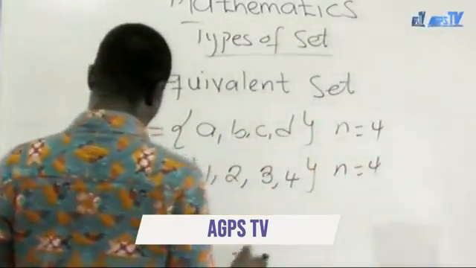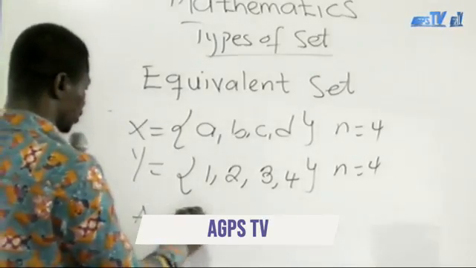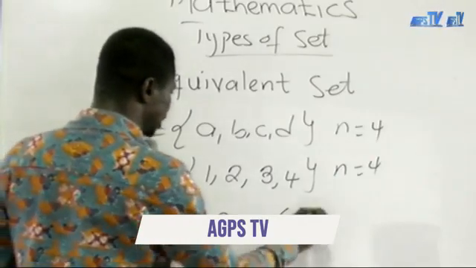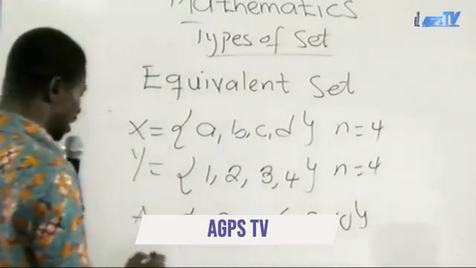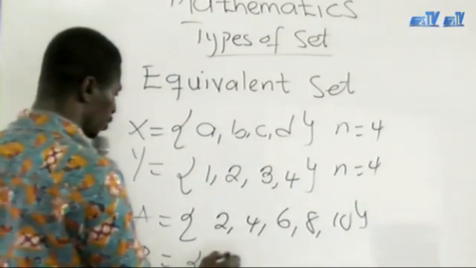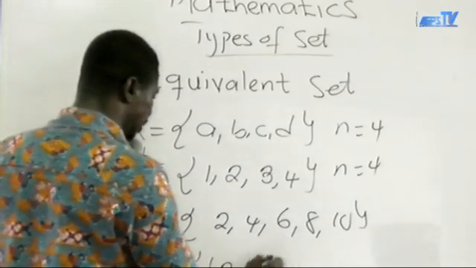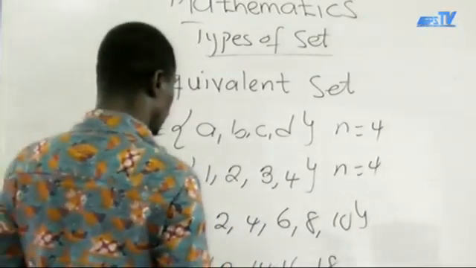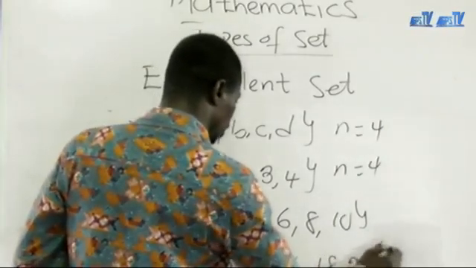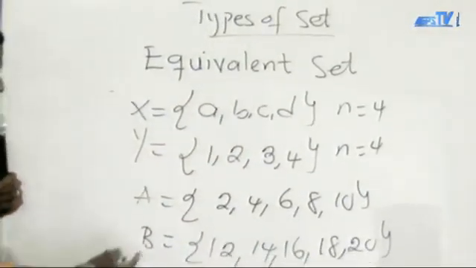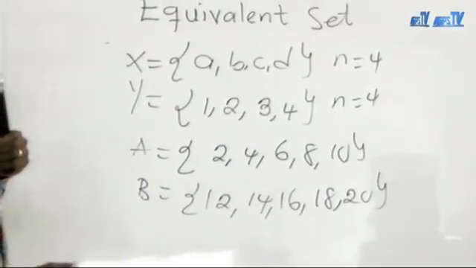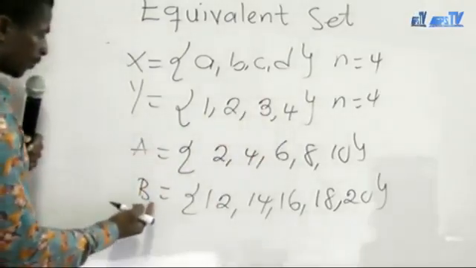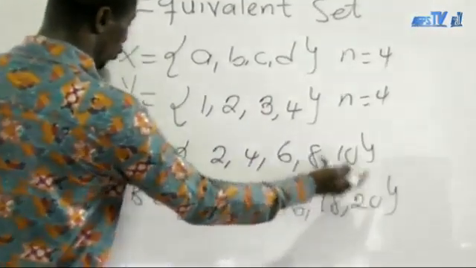Let us consider set A again, and let us have 2, 4, 6, 8, 10. And then set B, let us have 12, 14, 16, 18, and then 20. So we consider set A and then set B. We have 2, 4, 6, 8, 10, and then we have 12, 14, 16, 18, 20.